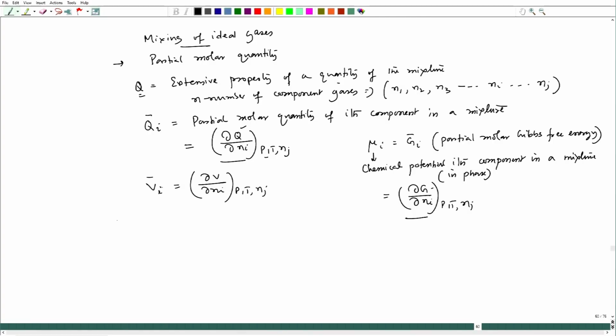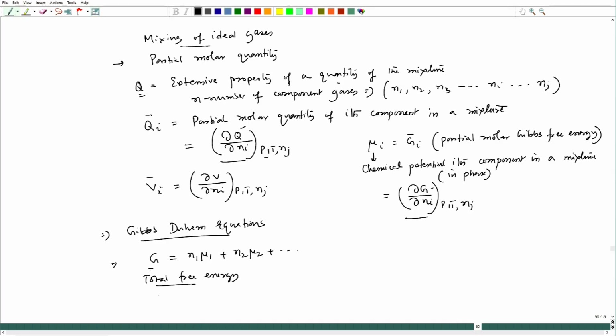So, how? We know the Gibbs-Duhem equation. One of those Gibbs-Duhem equations is written like this: G equal to N1 mu 1 plus N2 mu 2 and so on. So, let us say I take 1 mole. Then I can write, this is my total free energy.